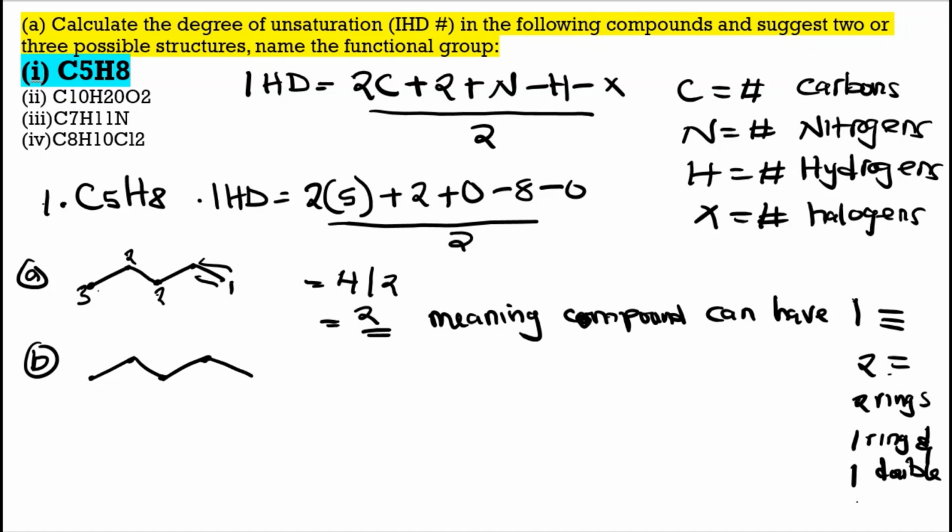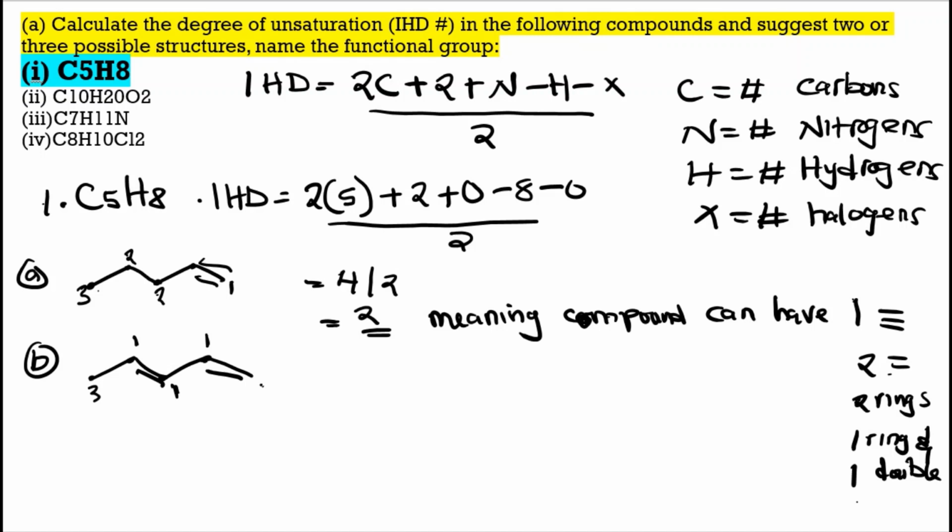And we said it can have 2 double bonds. So double bond here, double bond here. Okay, let's count the number of hydrogens. Here you have 3 hydrogens. Here you have 1 hydrogen. Here you have 1 hydrogen, 1 hydrogen here.